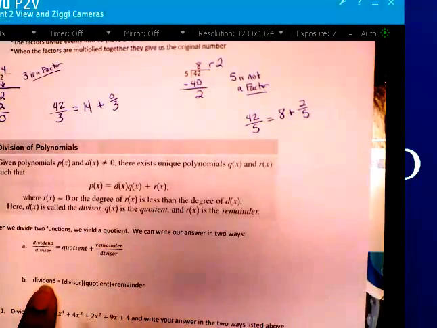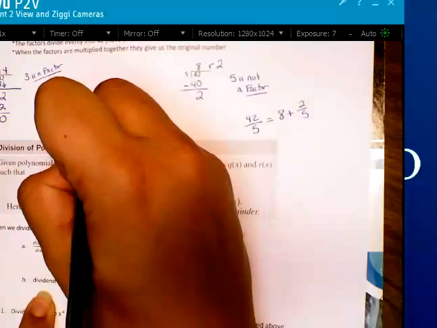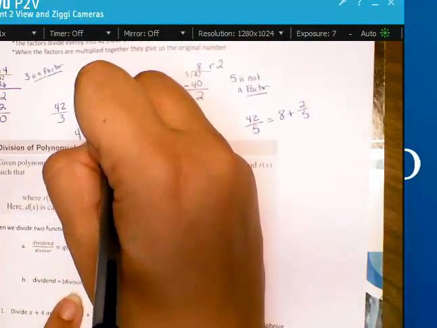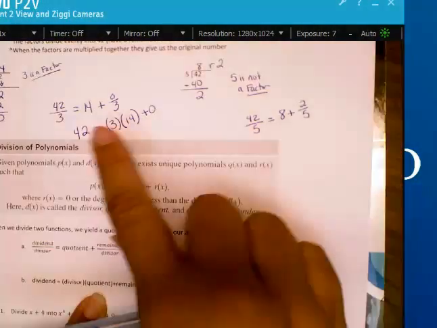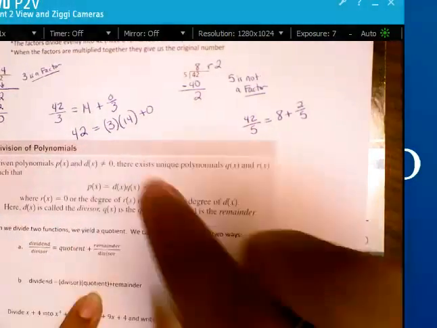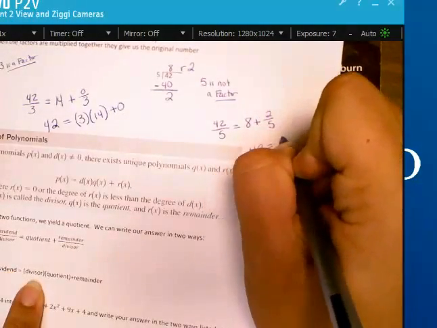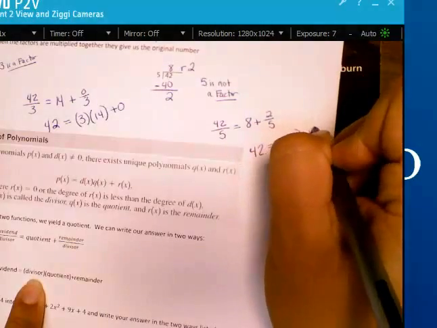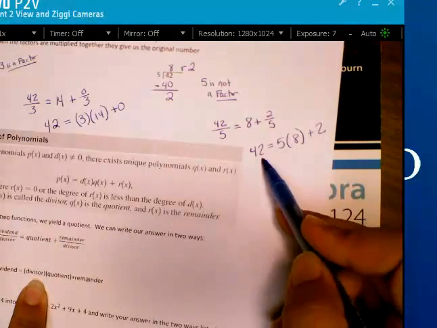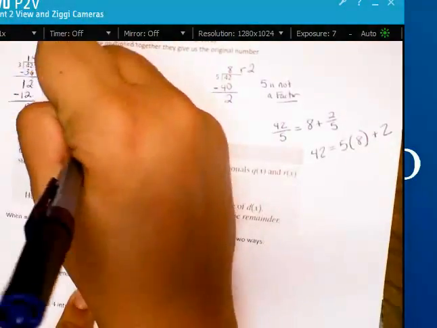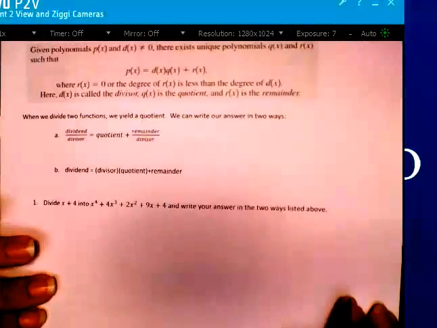The second way is to write it as dividend equals divisor times quotient plus the remainder. So here that would look like 42 equals 3, our divisor, times 14, our quotient, plus a remainder of 0. So this expression is true. Over here we can do the same thing. Another way to write our answer is to say 42 equals 5 times 8 plus 2. Notice that that equation is true. 5 times 8 gives me 40, plus the 2 gives me the 42. So we can write our answer in several ways.